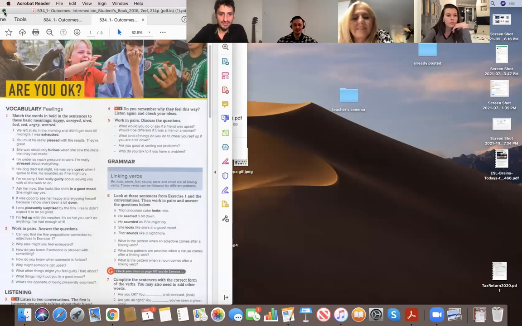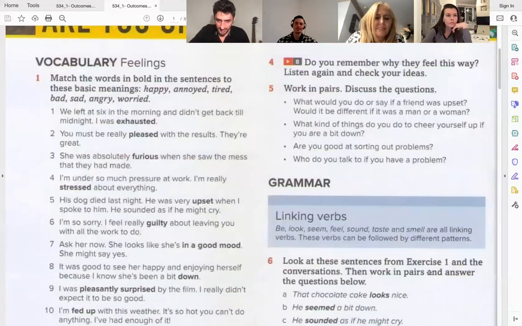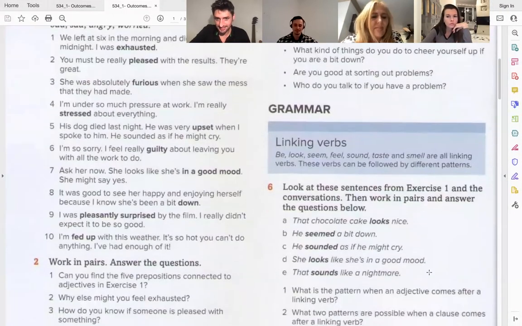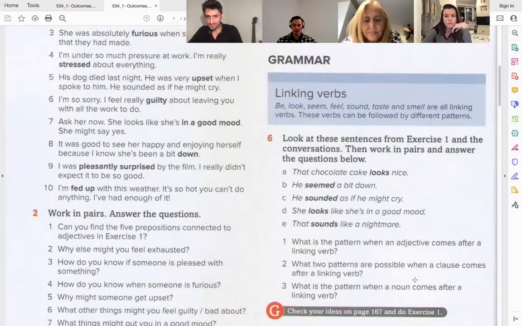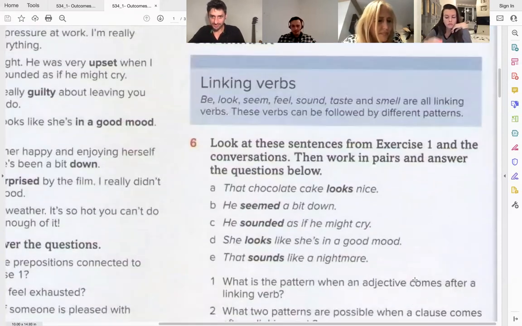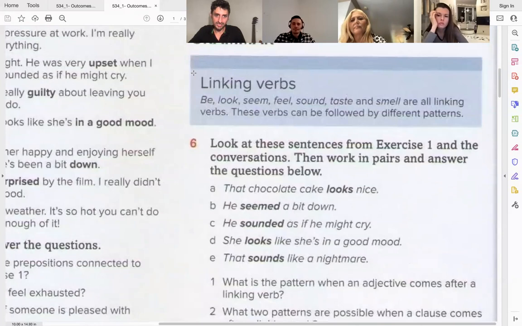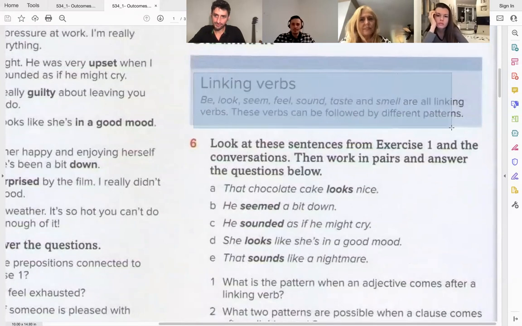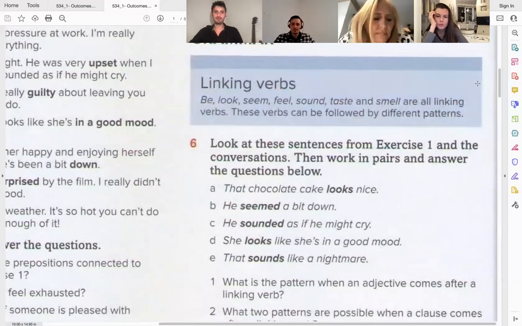Okay. So here we have it. All right. So this is exactly what I explained to you right now. Okay. So Emily, can you read the blue box? Linking verbs: be, look, seem, feel, sound, taste, and smell are all linking verbs. These verbs can be followed by different patterns.